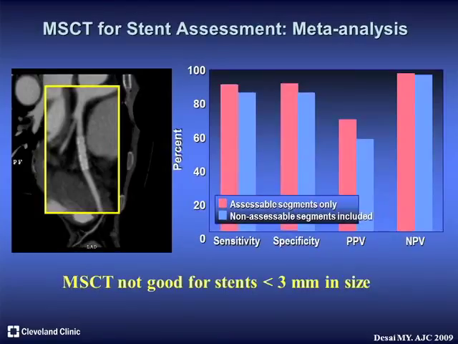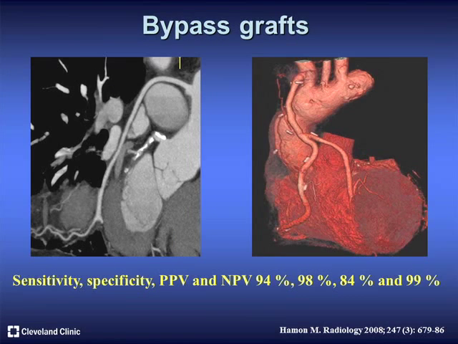Most PCPs would defer this to the cardiologist, but I'm still going to mention it. Stent assessment by CT is problematic, especially if the stents are less than 3 millimeters in size. It is good to exclude in-stent restenosis, and good to detect it, but it is not very good to quantify the degree. That's why the guidelines suggest that if the stent size is less than 3 millimeters, CT should be avoided. Bypass graft, on the other hand, is pretty good.